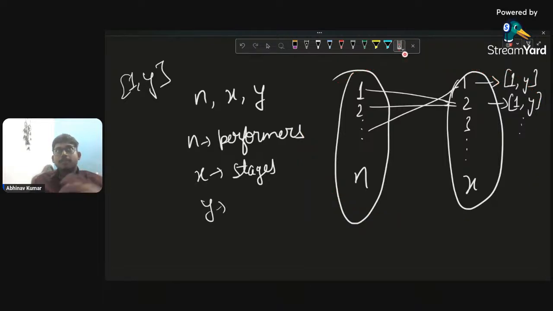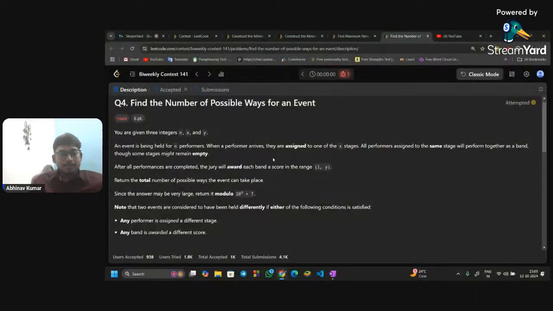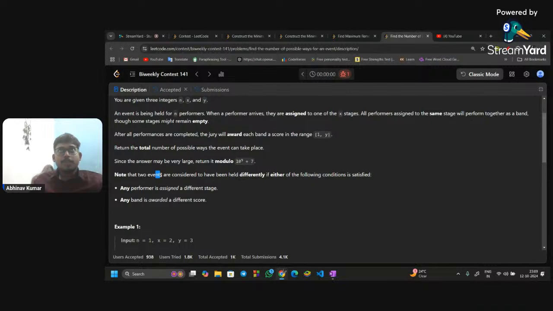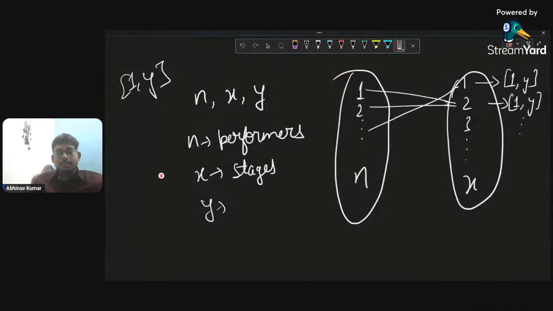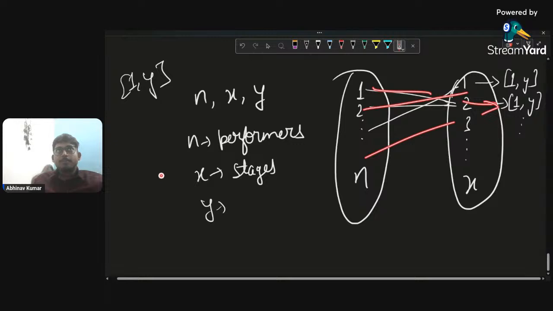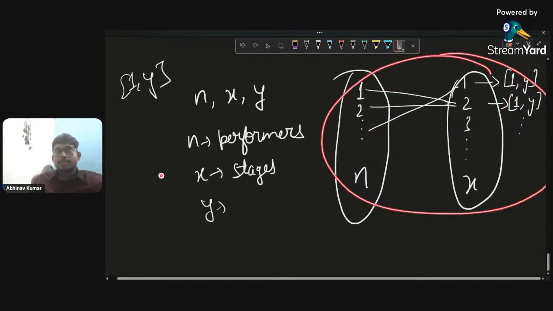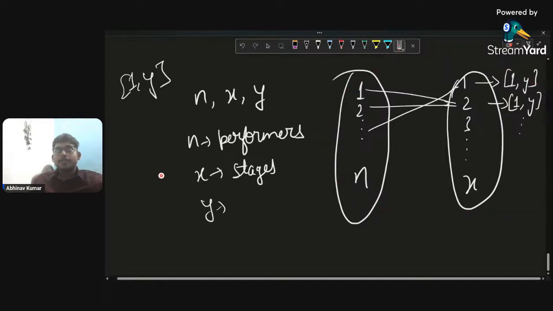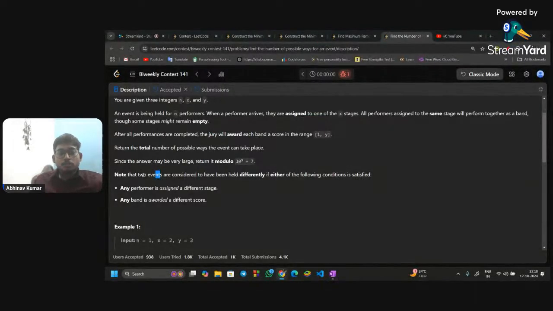Now two different performances would be different. What's the definition of two events? One event is basically they are assigned some stages, and every band is given some score. This whole thing is considered a single event. Now there can be multiple ways of this event happening. So two events are considered different if either one of these things happens: any performer is assigned a different stage, or any band is awarded a different score. Then the two events would be different.